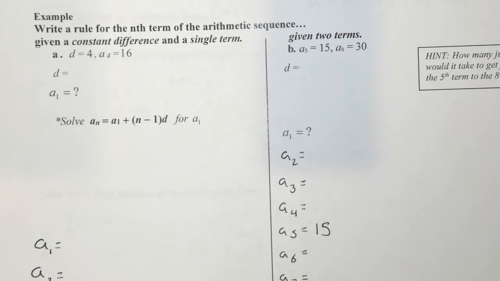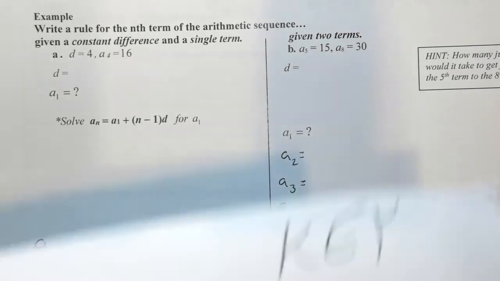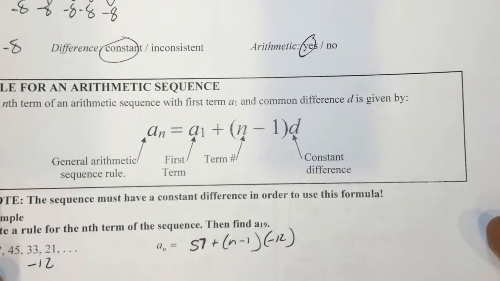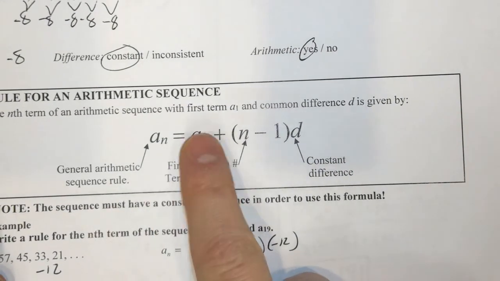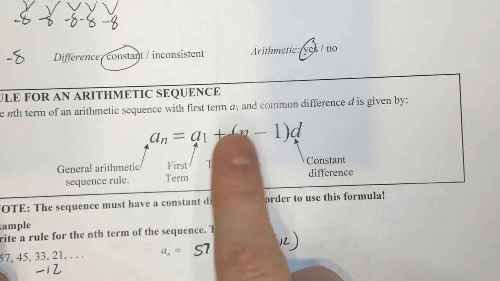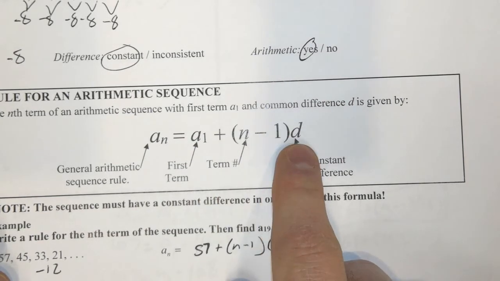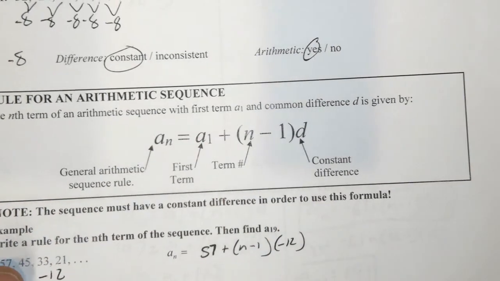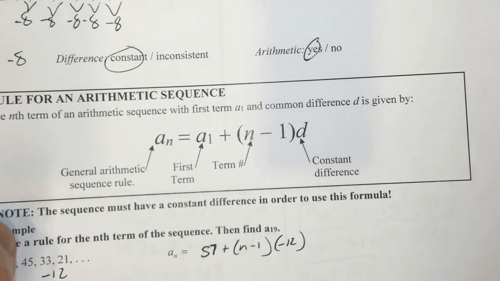Now before we get started on this, I want to remind you about what our rule was. Our formula or our rule for arithmetic sequences is right here: an is equal to a1, which is the first term, plus n minus 1 times d, which is the common or constant difference. We're going to use this formula a lot, and so I just wanted to make sure that you were clear on what we were talking about when we were doing it.